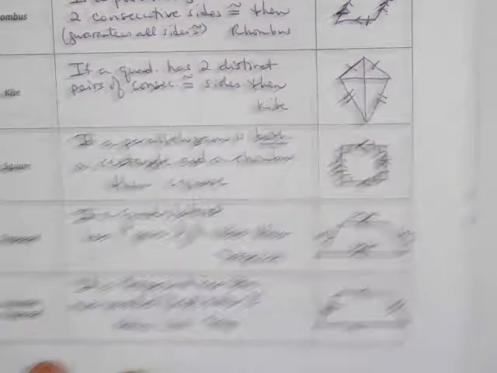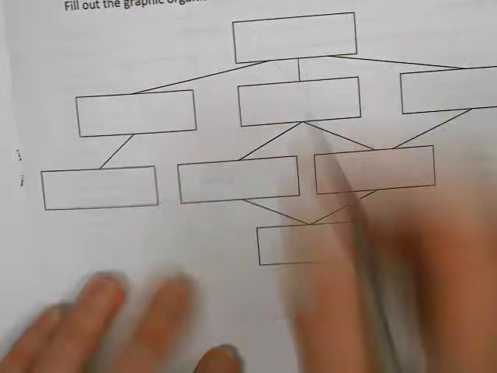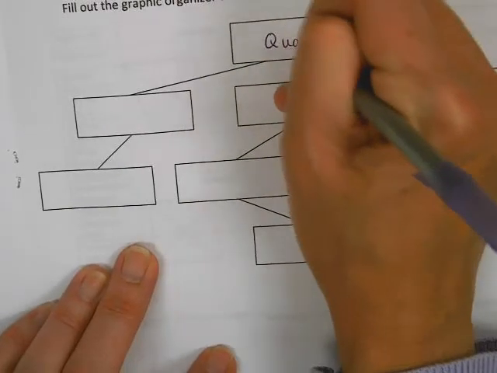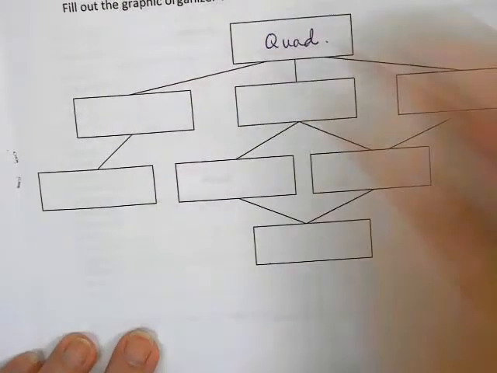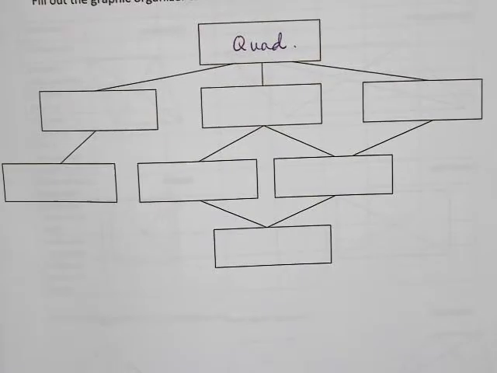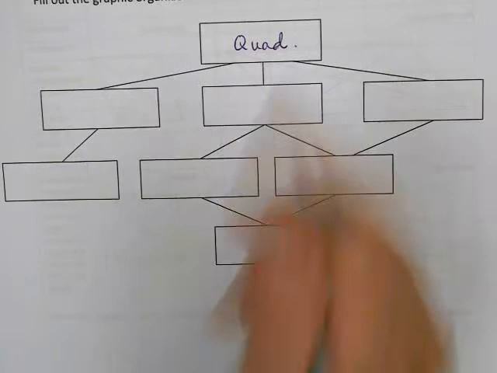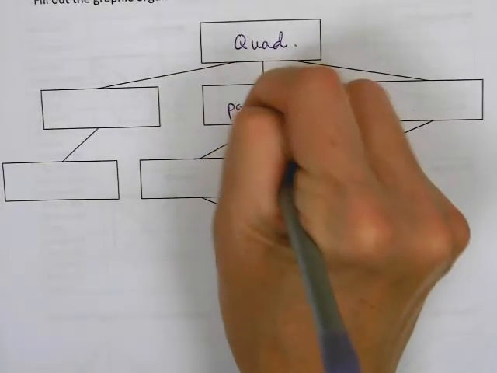So let's look over on this page and see if we can kind of fill in these families here in this graphic organizer. Quadrilateral goes on top because that is the family that all of these are under. Everything we talked about on that previous page is a quadrilateral. Think about parallelogram, right? Which one has the most underneath it? Hopefully you can see it's this one right here. So that's where we're going to put parallelogram.